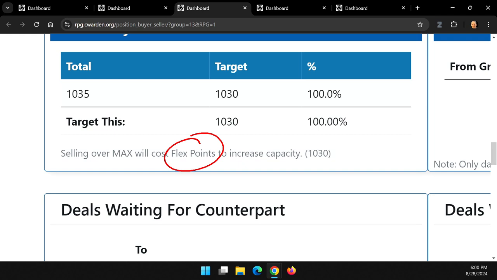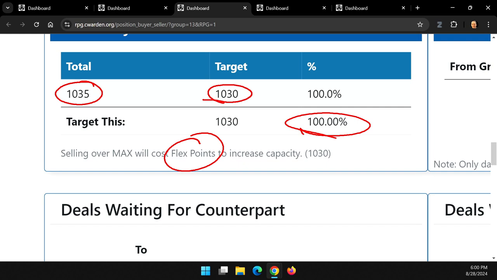So here you can see that in this case, this group had a maximum of 1,030, and they went ahead and they were able to sell 1,035. And that may have cost them for their production, but that's okay. So here we just see that they made 100%. That's okay.